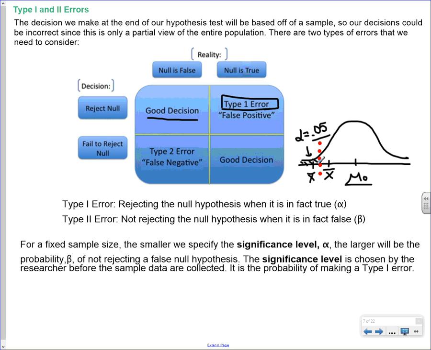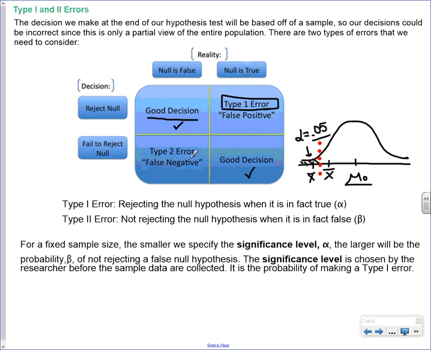Now there's also the possibility that I could, let's say, get an X bar here. So it's not in the rejection region, okay? So if I get one here, that means I'm not going to reject the null, right? I'm going to fail to reject the null. If the null really is true, then that's a good decision, right? Because I shouldn't have rejected it and I didn't. So that was good. But it's possible that I got this result and I really should have rejected the null hypothesis. So maybe I got this one here. It wasn't that extreme, even though it was lower than the mean, but it wasn't far enough away for me to be able to say that the null hypothesis wasn't true. So that would be a type 2 error when that happens.